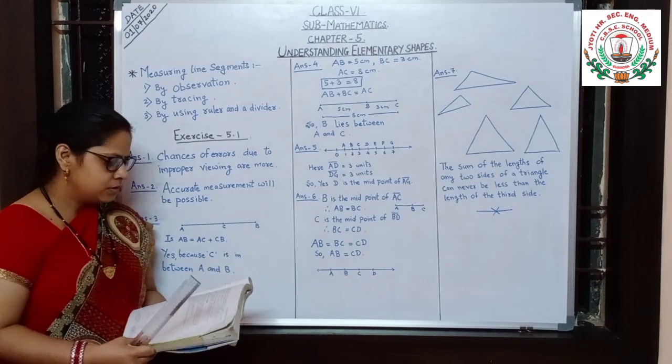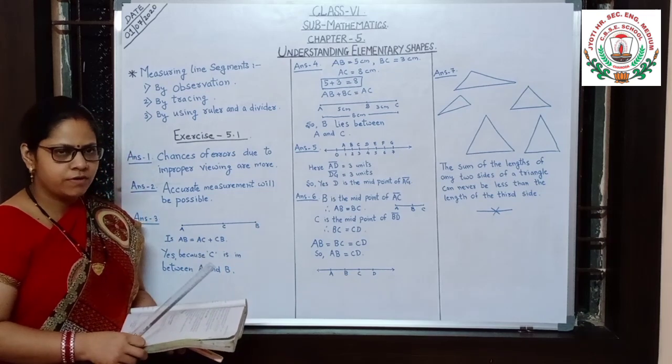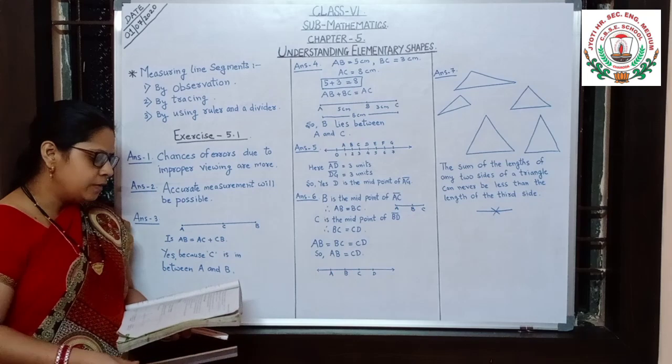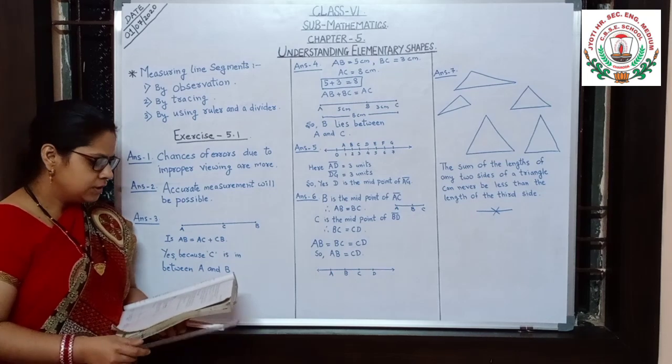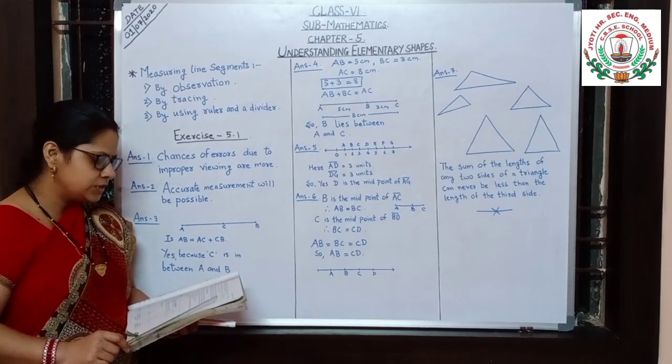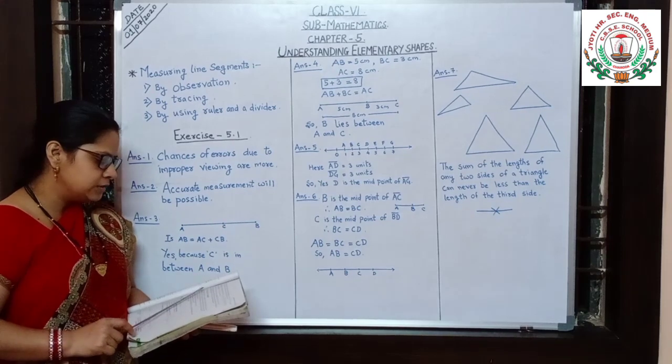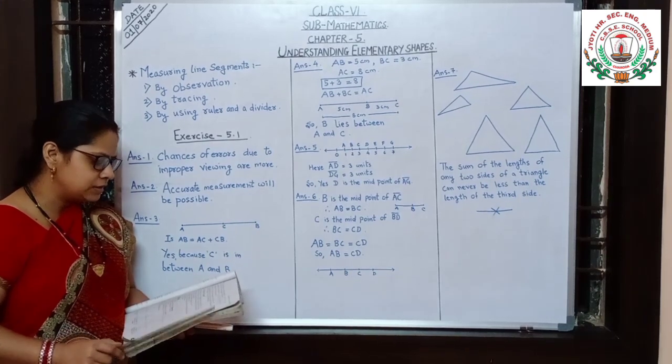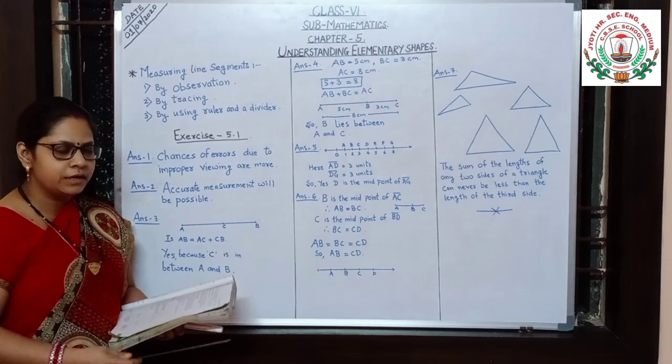Question 7. Draw 5 triangles. 5 of the triangles you have to draw and measure their sides. Check in each case if the sum of the lengths of any 2 sides is always less than the third side or greater than the third side.